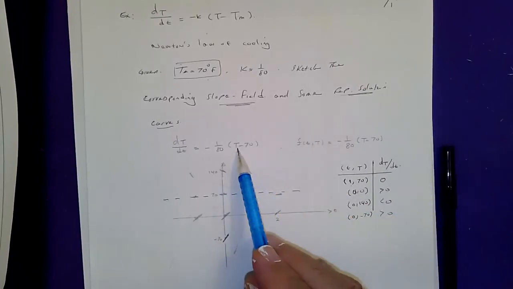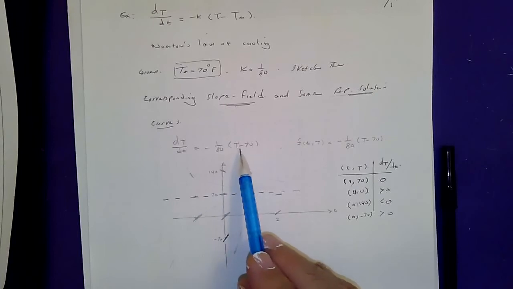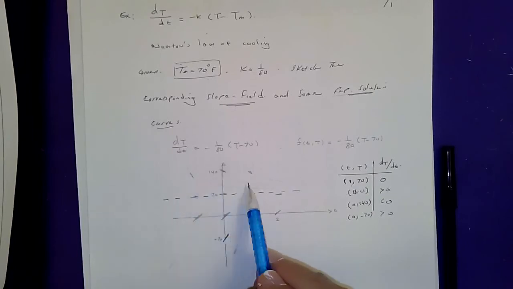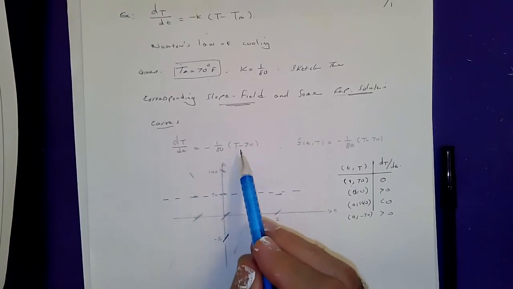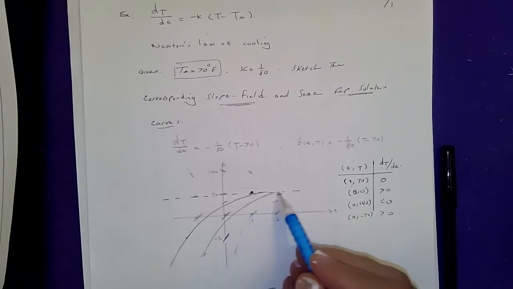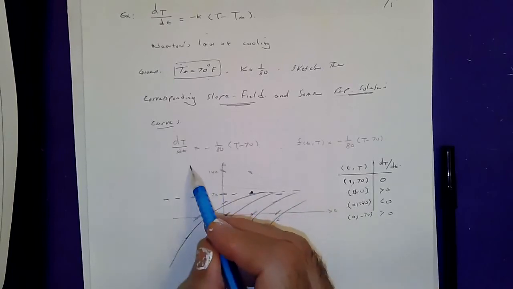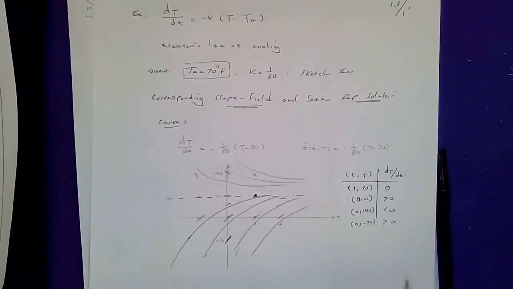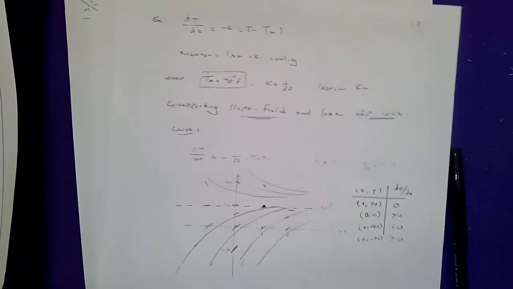If T is greater than what? 70 degrees, this guy becomes negative. So notice the tick marks are what? Pointing downwards. If this guy is what? Less than 70, the tick marks are positive because this quantity becomes positive. And lo and behold, if you follow all these tick marks as you might be able to do, you get these solution curves. Do you all see it? But notice they all, from the top and bottom, converge to what? 70 degrees, which is the room temperature.